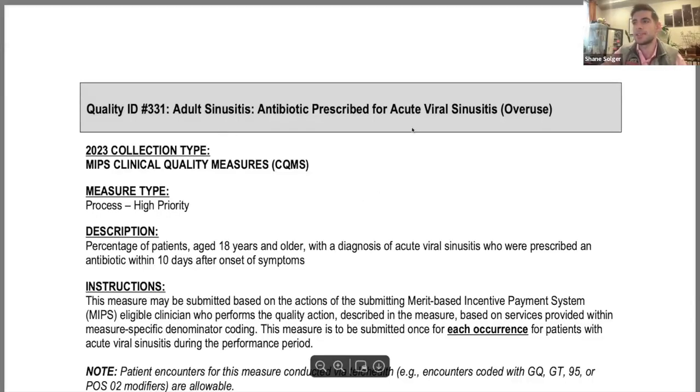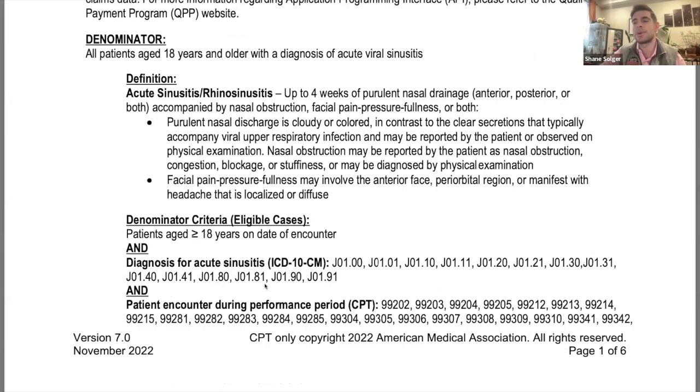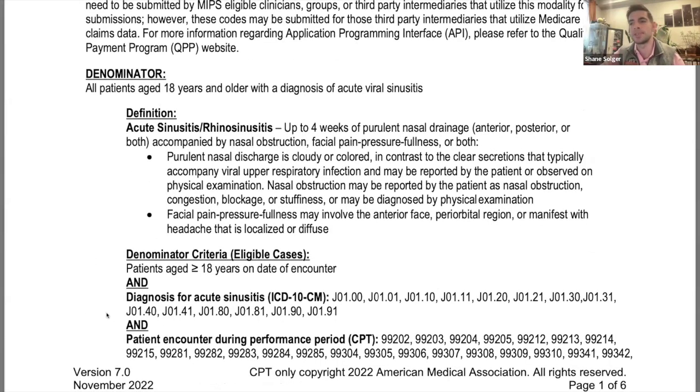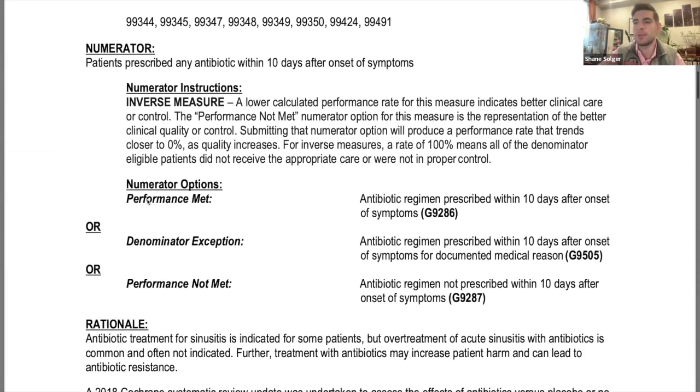So this is the adult sinusitis and antibiotic prescribed for acute sinusitis overview. And so you can see that it talks about what it is. It talks about its priority. It talks about who its denominator is and how it pulls it based off of your ICD-10 coding. It defines what it is, so 4 weeks of purulent drainage. It talks about what your numerators are and what a performance met means and what it does not mean.